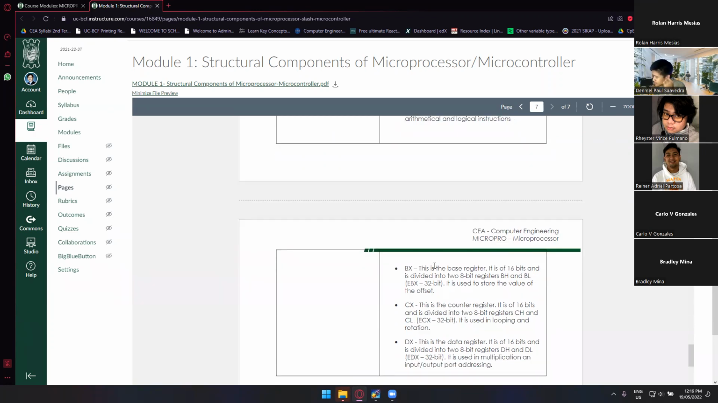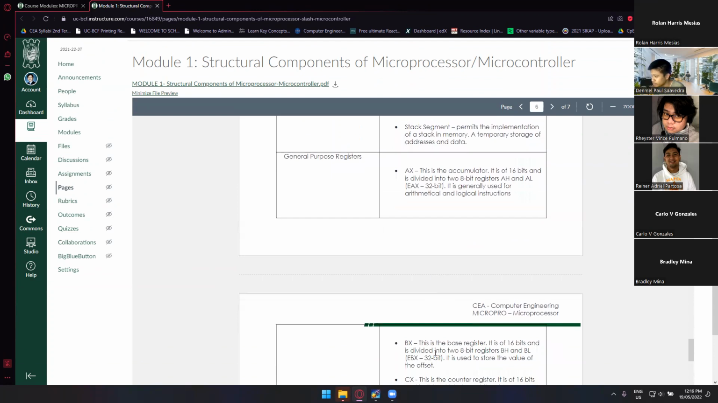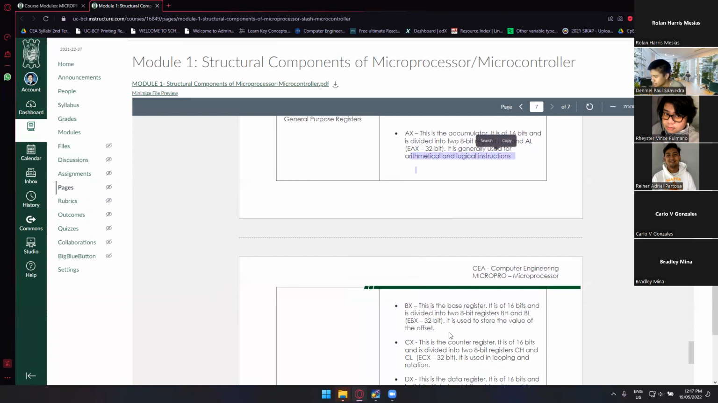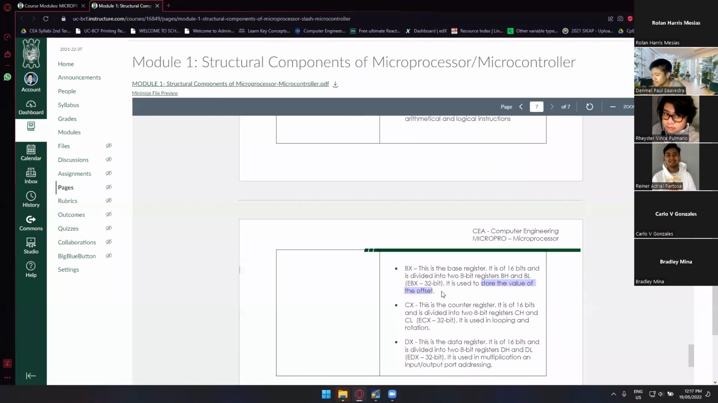For the BX, the same. We have a 32-bit EBX. It's 16 bits, divided into two: the BH and the BL. But instead of arithmetical and logical, this one is used to store the value of the offset. This is the best way for you to store a value. Well, you can use other registers, but when it comes to storing a certain value, probably BX is the best one.